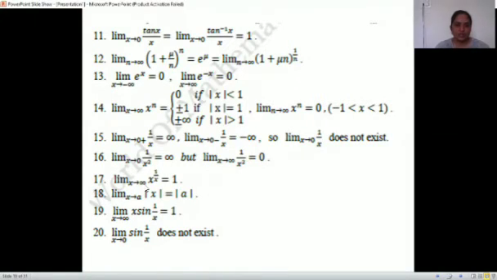Next is limit x tends to infinity, x raised to 1 by x is equal to 1. You can check that by taking log. Next is limit x tends to a, mod x is mod a. Limit x tends to infinity, x into sine 1 by x is 1. And limit x tends to 0, sine of 1 by x, it does not exist.